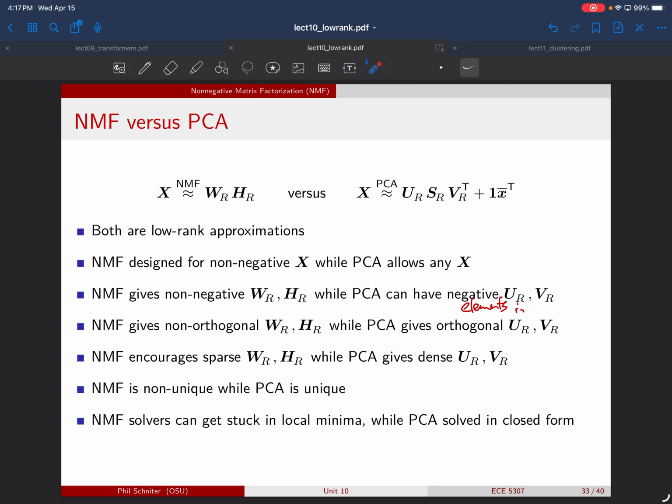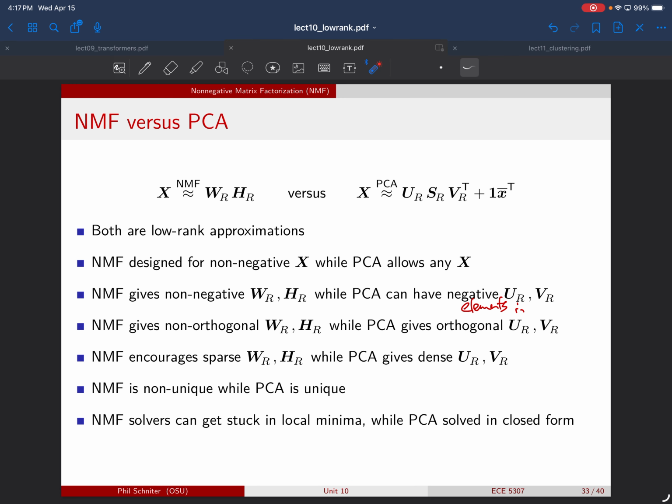And now on the bad side, NMF is non-unique, while PCA has a unique solution. And this NMF problem is NP hard. There's no efficient way of computing it. So the solvers can get stuck in local minima, while with PCA, we know how to solve it in closed form. So those are some of the high-level differences.